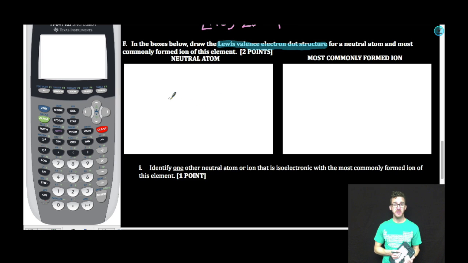and recognize that fluorine is over here in group 7 and therefore will have 7 valence electrons. So for my Lewis valence electron dot structure, I write the symbol for my element, fluorine, and I need to get my 7 valence electrons around this symbol. Starting at the right, I'm going to go counterclockwise until I get 7 valence electrons. Boom. That is my Lewis valence electron dot structure for my neutral atom of fluorine.